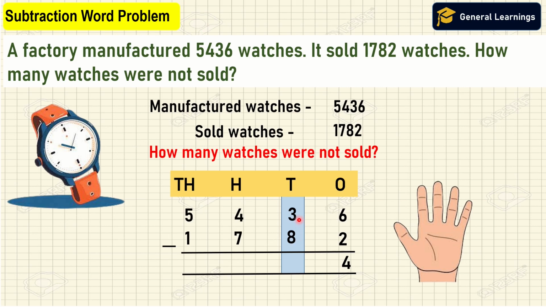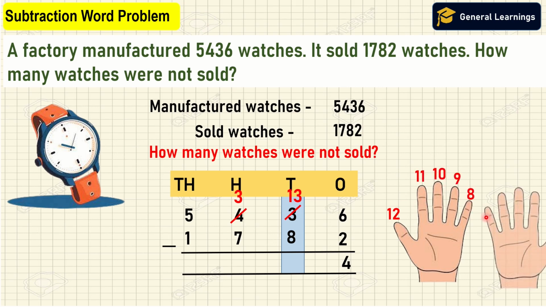So, we are going to borrow one number from the 100 place. So that we are going to borrow 100 from the 100 place, so that the 3 in the tens place becomes 13. The 4 in the 100 place becomes 3. So, now we are going to subtract 13 minus 8. So, before 13 is 12, 11, 10, 9, 8, 7, 6, 5. So 13 minus 8 is 5.